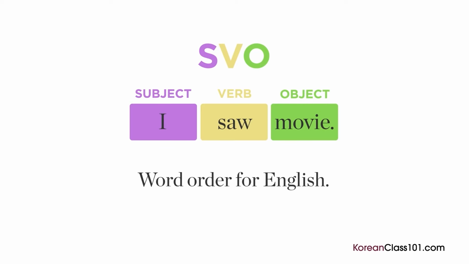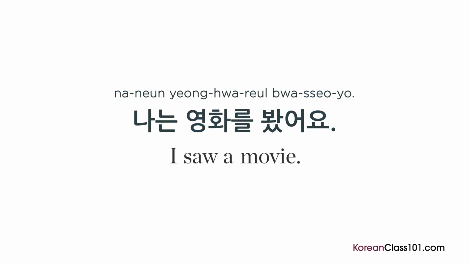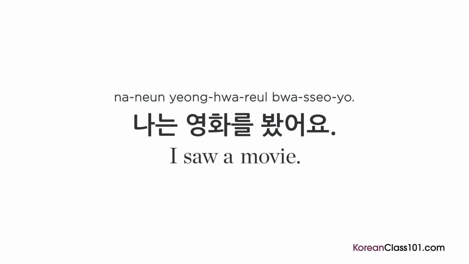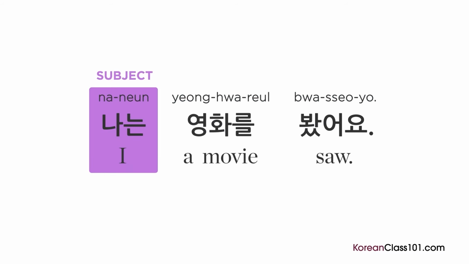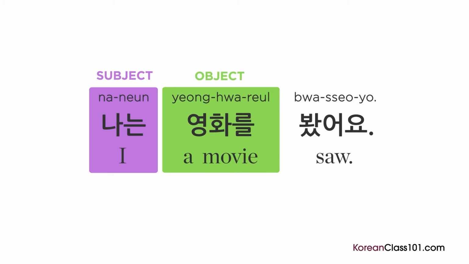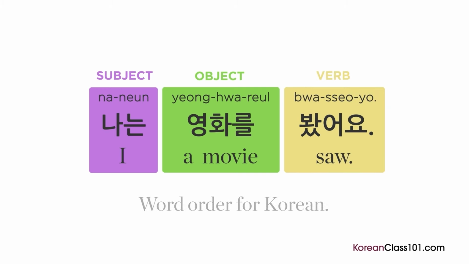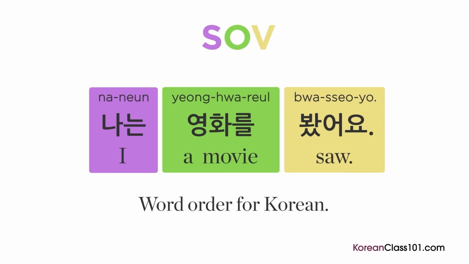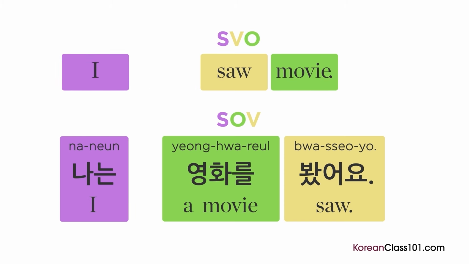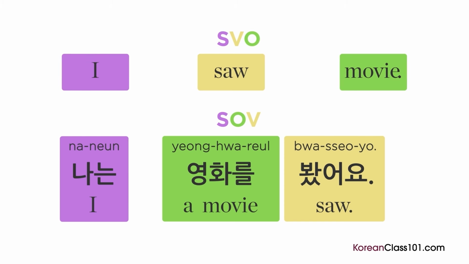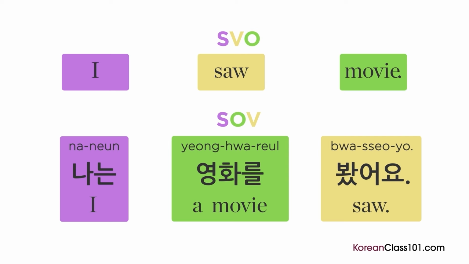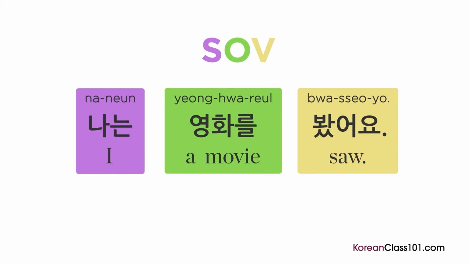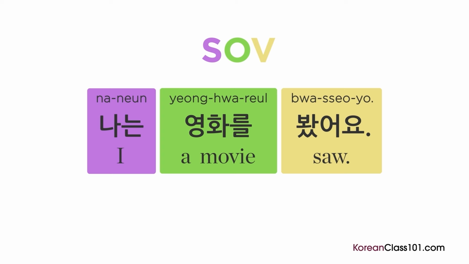Now, let's compare the same sentence, I saw a movie, in Korean. 나는 영화를 봤어요. If we break down the Korean sentence, we get the subject 나, meaning I, then comes the object 영화, meaning movie, and finally we have the verb 봤어요, meaning saw. The word order for Korean then is subject, object, verb, or SOV for short. In both languages, the subject is presented first. In English, though, it's followed by the verb and then the object, compared to the object being first and the verb last in Korean. The same sentence in Korean is essentially I movie saw, subject first, then object, and verb last, SOV. This is the basic word order for sentences in Korean.